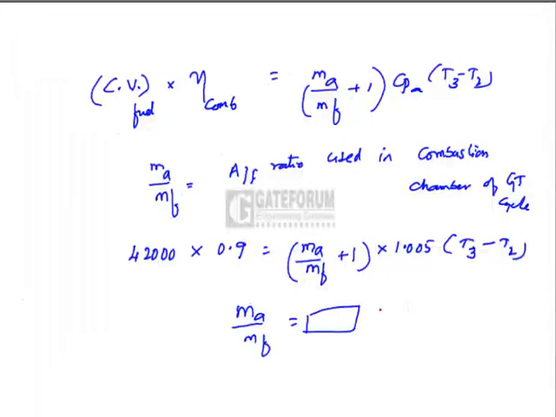Normally, the air fuel ratios employed in the gas turbine power plants vary in the range of 50 to 60. It may go up to 70 or 80 sometimes. Usually you will be getting 60 kg of air used to burn 1 kg of fuel in the combustion chamber.